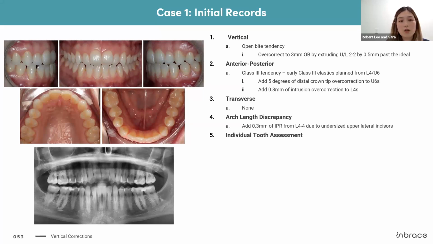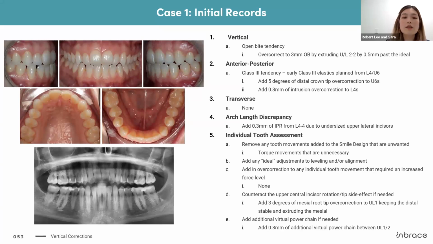For the arch length discrepancy, same thing, to help establish that proper overjet. We are planning on adding 0.3 millimeters of IPR from lower 4 to 4, and also because the patient has undersized upper lateral incisors, we know we need to do a bit more of the lower IPR.